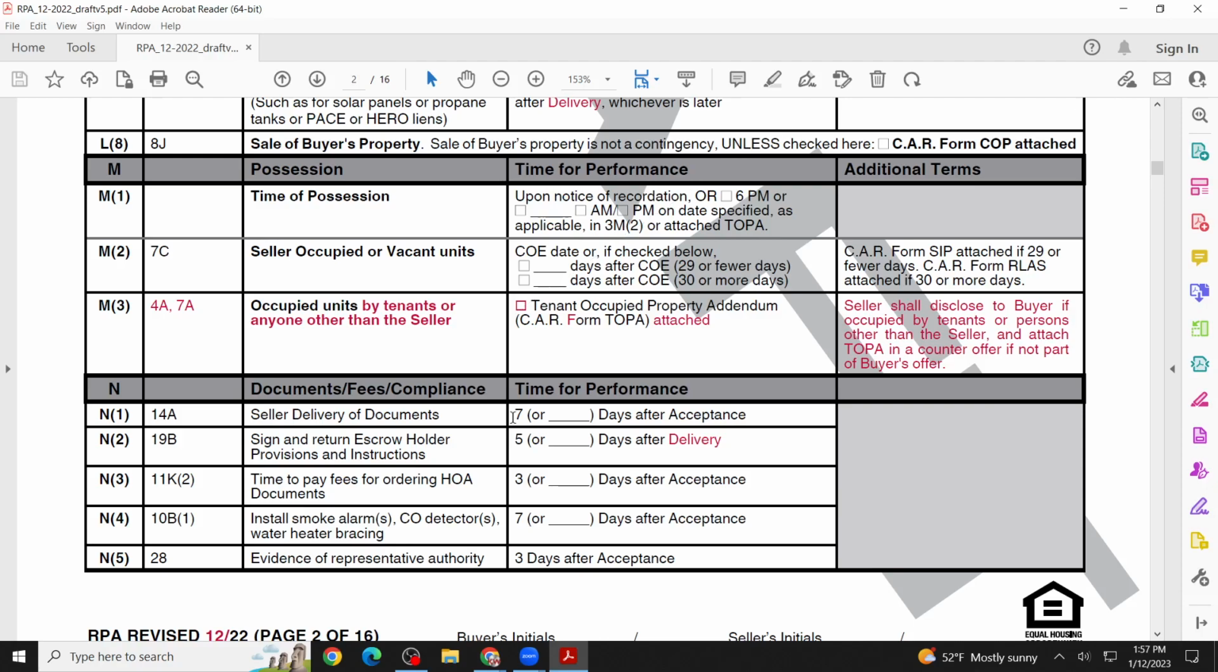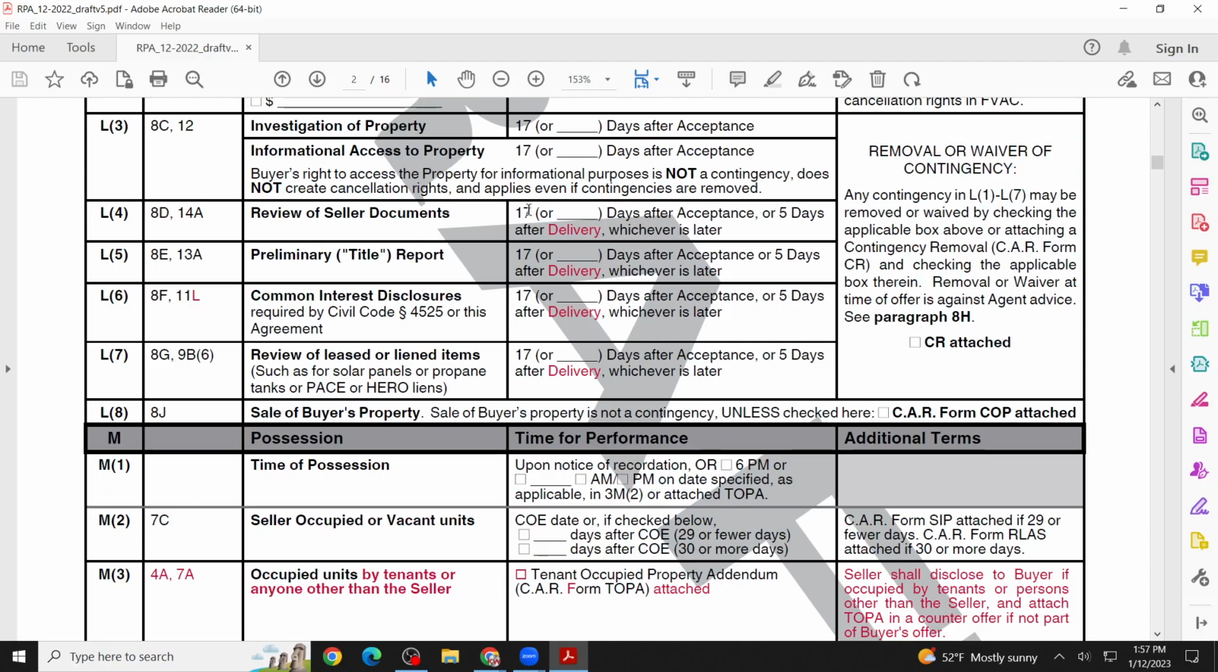Why? Because you're trying to even the playing field, right? If you get an offer accepted and you take 7 days to deliver these documents and the buyer has a 17-day contingency period, essentially how many days is left? 10 days. So if you get the disclosures at the time you get the listing, the disclosures have no buyer's name. Correct. So that's fine, you submit them without the buyer's name.